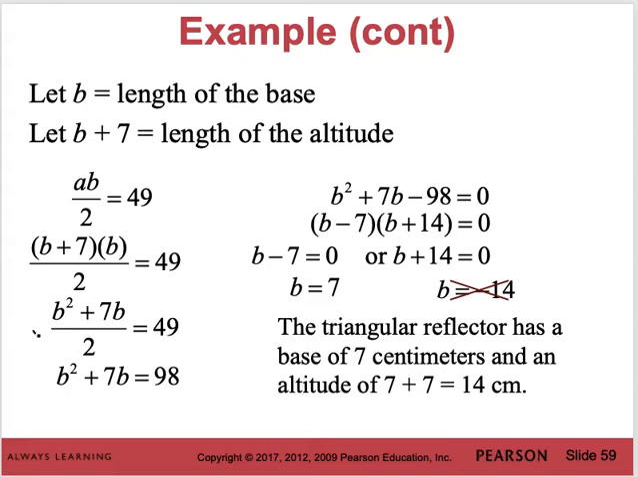And then we can multiply both sides by 2 to get rid of this fraction. That gives us 98. And then we can rewrite this in the quadratic form. Factor out, b minus 7, b plus 14.